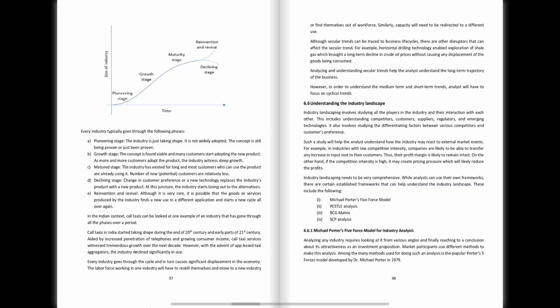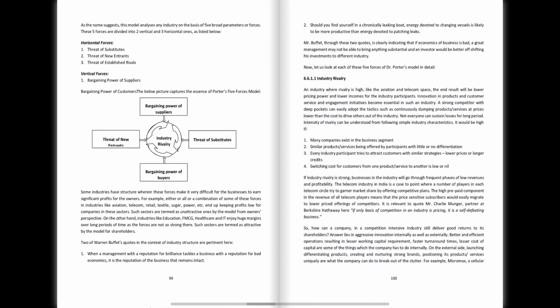Among the many methods used for doing such an analysis is the popular Porter's 5 forces model developed by Dr. Michael Porter in 1979. As the name suggests, this model analyses any industry on the basis of 5 broad parameters or forces. These 5 forces are divided into 2 vertical and 3 horizontal ones as listed below. Horizontal forces. 1. Threat of substitutes. 2. Threat of new entrants. 3. Threat of established rivals. Vertical forces. 1. Bargaining power of suppliers. 2. Bargaining power of customers.